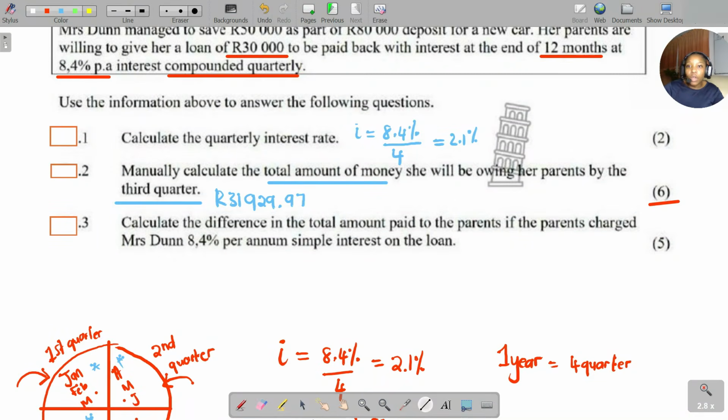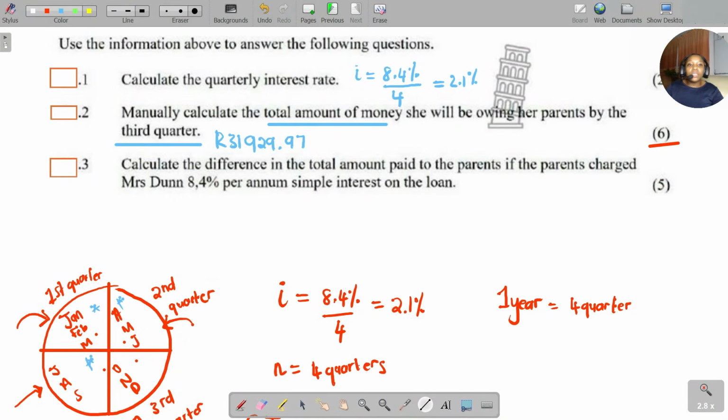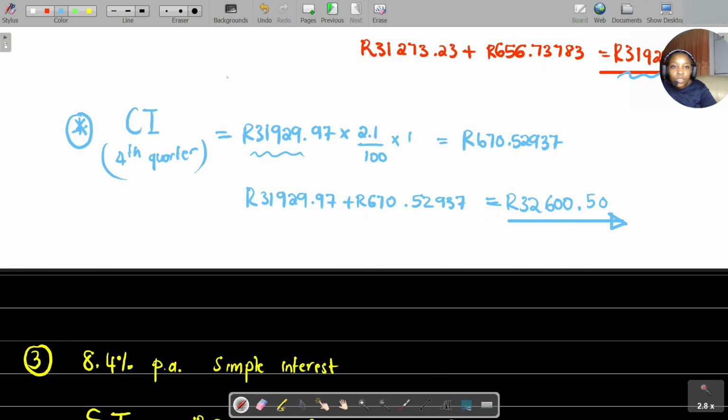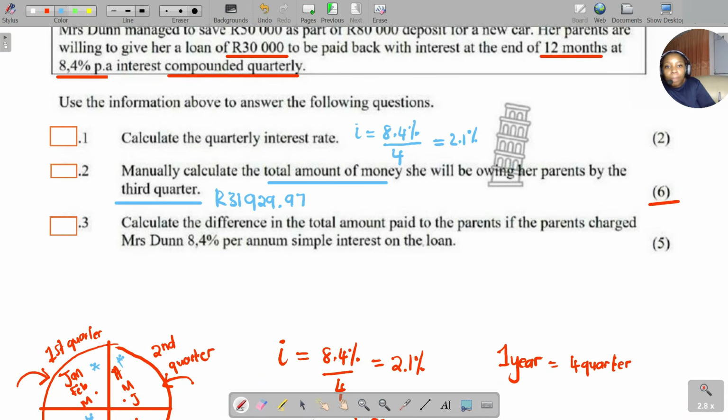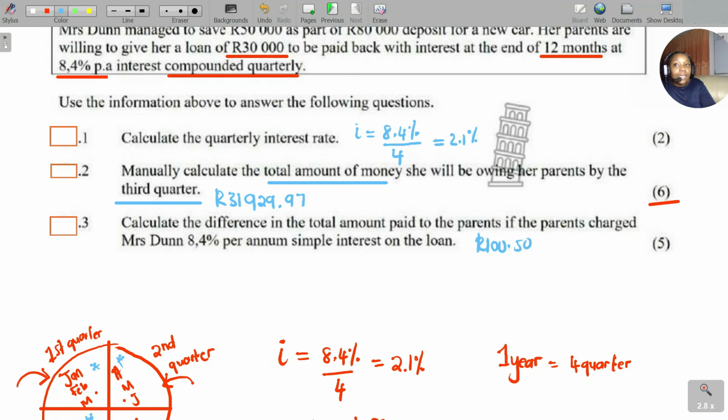All right, so let's just see if we've answered the question. Calculate the difference in the total amount paid to the parents if the parents charged Mrs. Dunn 8.4% per annum simple interest on the loan, right? And we found that the difference will just be 150. So that is just the difference there, 150.